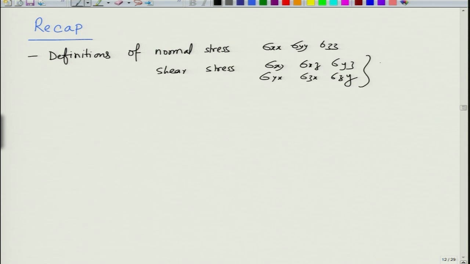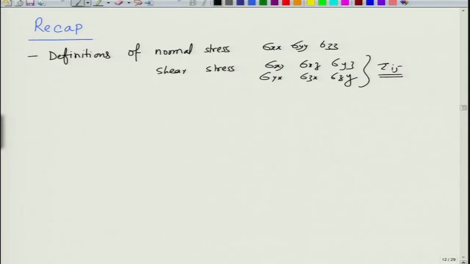These are generally referred to as tau ij instead of sigma. By definition, normal stress is the stress arising from a force that acts perpendicular to an area, and shear stress is because of a force that acts along, let us say in this case, the j direction, and it acts on a plane which is normal to the i direction. Okay, so this is the definition of tau ij.